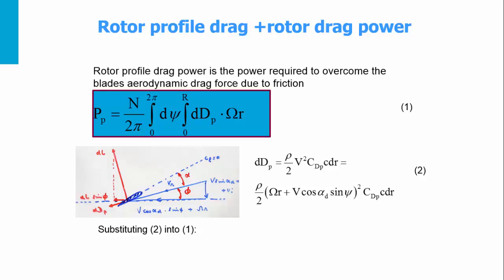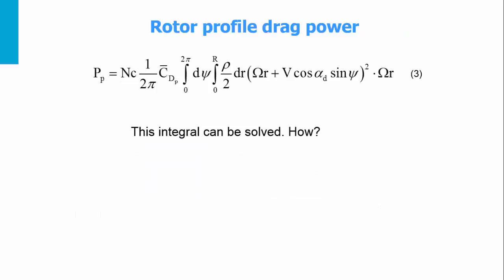If you remember, the velocity at the blade element can be approximated with the tangential component of the velocity, which is omega r plus V cosine of alpha disk sine psi. In this way, we can substitute the drag force into the integral and perform this integral along the radius. This integral can be solved. How? Usually it is done by non-dimensionalizing the parameters in this integral.